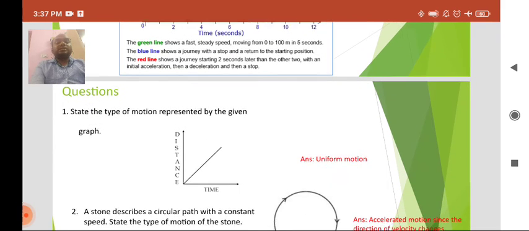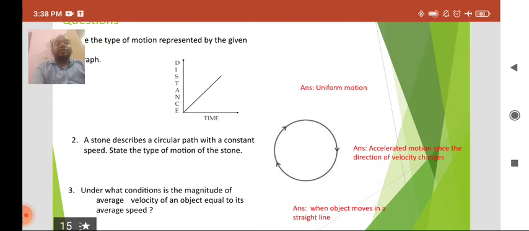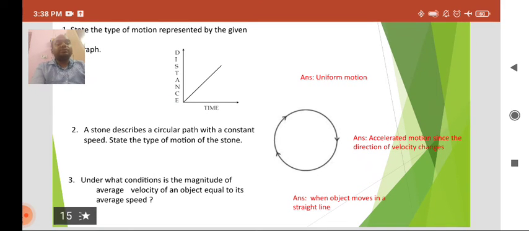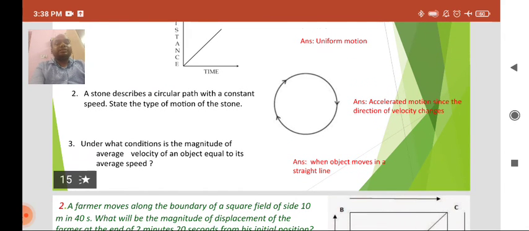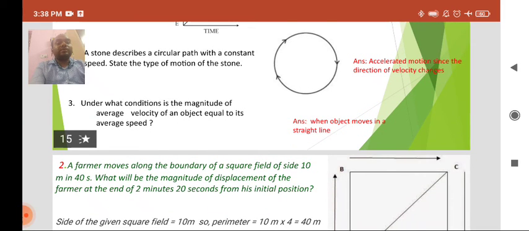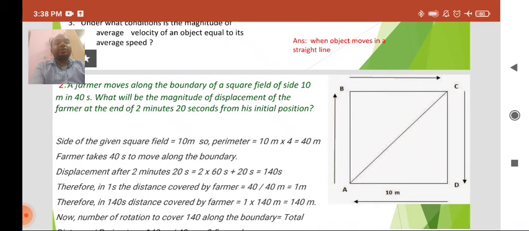Some questions: state the type of motion represented by the given graph. First is uniform motion. Second, the direction of velocity changes, as in a circular path with a constant speed. This is called accelerated motion. Third question, under what conditions is the magnitude of average velocity equal to the average speed? This is the move of an object in a straight line. A simple question: a farmer moves along the boundary of a square field of side 10 meters in 40 seconds. What will be the magnitude of displacement of the farmer at the end of 2 minutes 20 seconds from his initial position?